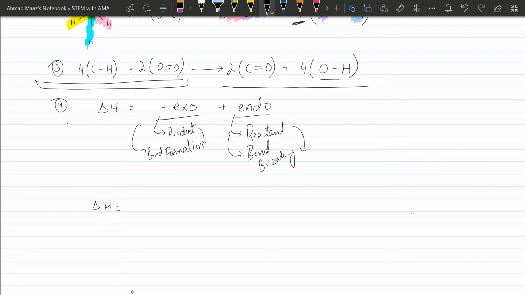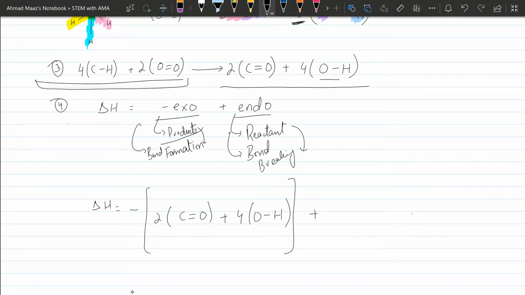We have to do minus exo first. So I'll put a minus sign over here and I'll look at my products. And my products have 2 times C double bond O plus 4 times O single bond H. That's it. That's the exothermic part.